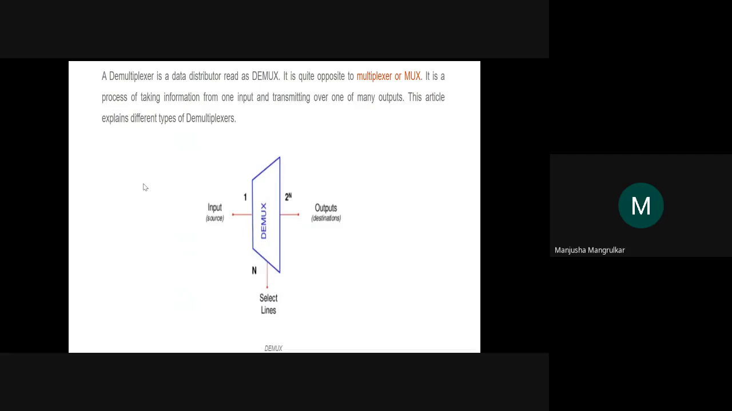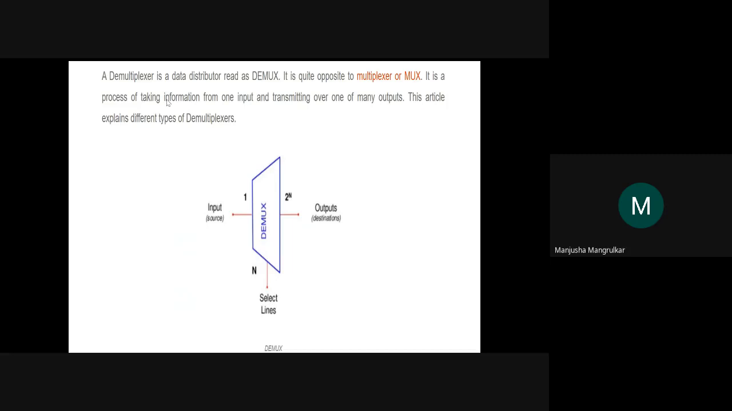Now we'll see the demultiplexer. What is a demultiplexer? It is just the opposite of the multiplexer. It is also called a demux. A demultiplexer is a data distributor, also called a demux. It is quite opposite to the multiplexer, mux.